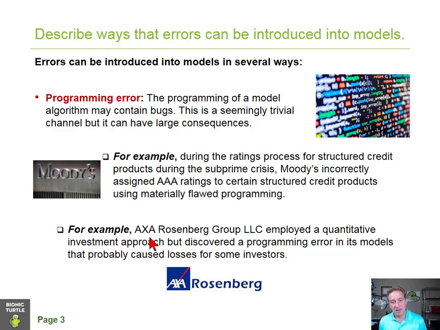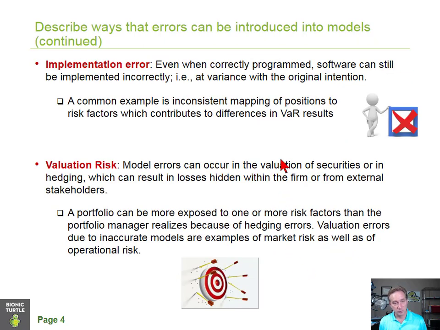For example, AXA Rosenberg Group employed a quantitative investment approach but discovered a programming error in its models that probably caused losses for some investors. Okay, so programming error was that first major way that errors can be introduced into models. Then we also have implementation error. Even when correctly programmed, software can still be implemented incorrectly.